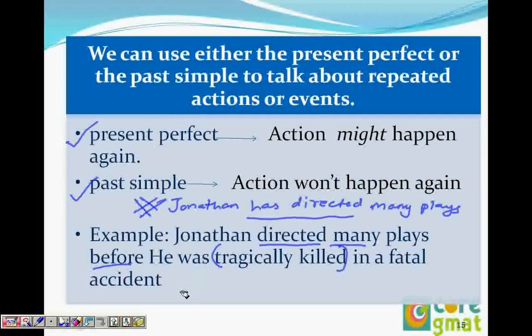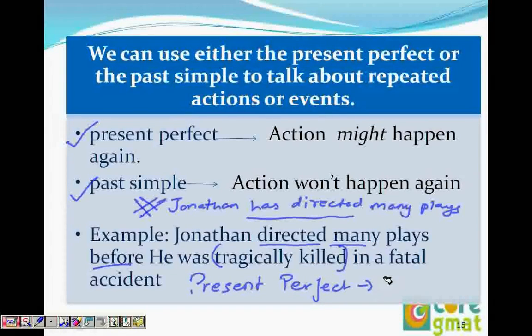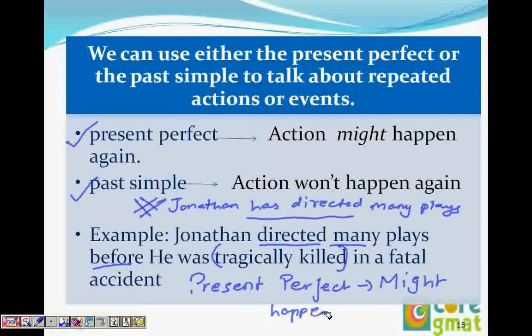So this is what you have to remember. When you use present perfect, it means the action might happen again. So look at the second part of the sentence. If it makes sense that he might make plays again, then use has. If not, then use was. Present perfect: might happen again. Past simple: will not happen again.